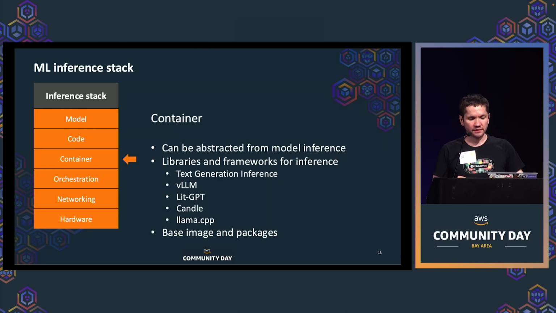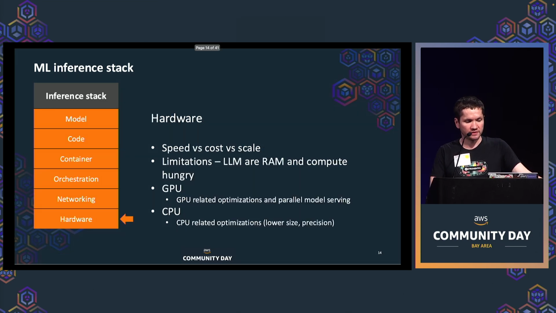For the container, that part can usually be abstracted from model inference, but part of the container is libraries and frameworks for inference. Among popular ones are things like vLLM, TGI by Hugging Face, Llama CPP, and so on, and the corresponding base image and packages. And finally, hardware. What I want to highlight here is that you always need to balance speed, cost, and scale. I will share specific numbers later.